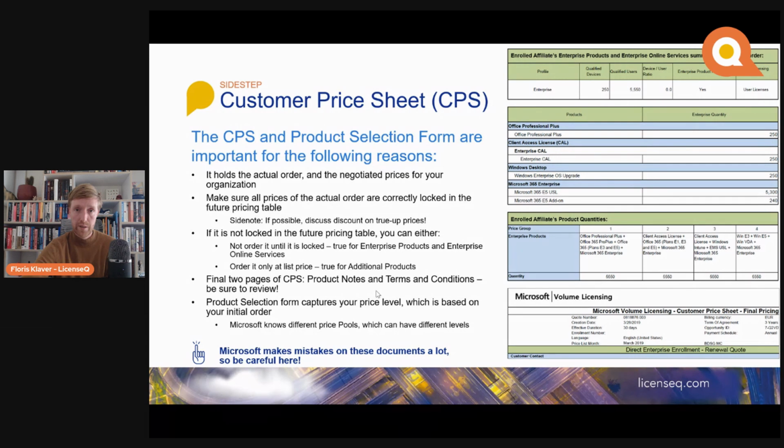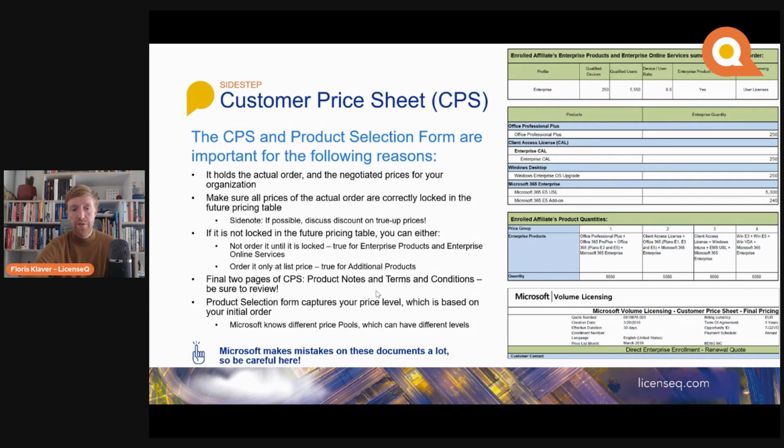For additional products, if they're not locked on your customer price sheet, you will always be able to order them, but it will always be against the then current list price. So you will not automatically get a discount on all Microsoft software and services. For that reason, we always do an investigation of what you think will start to happen in the coming years of your contract, and include maybe something in your future pricing for the products that might interest you towards the future.